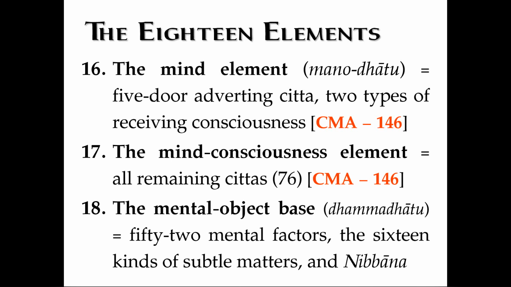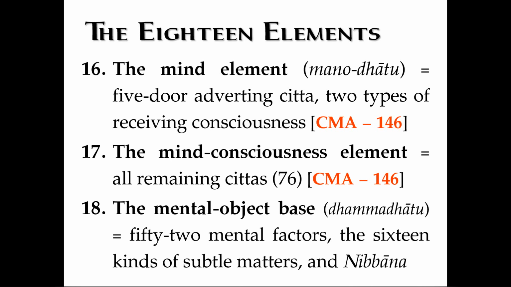But here, we have taken many rupa and chaitas. So the rest are the mental object base. So we have to take the rest. For that reason, here, in the mental object base, we have 52 mental factors, the 60 kinds of subtle matters, and Nibbana. So these are called Dhamma, the mental object base. So actually, mental object base can be anything, anything.